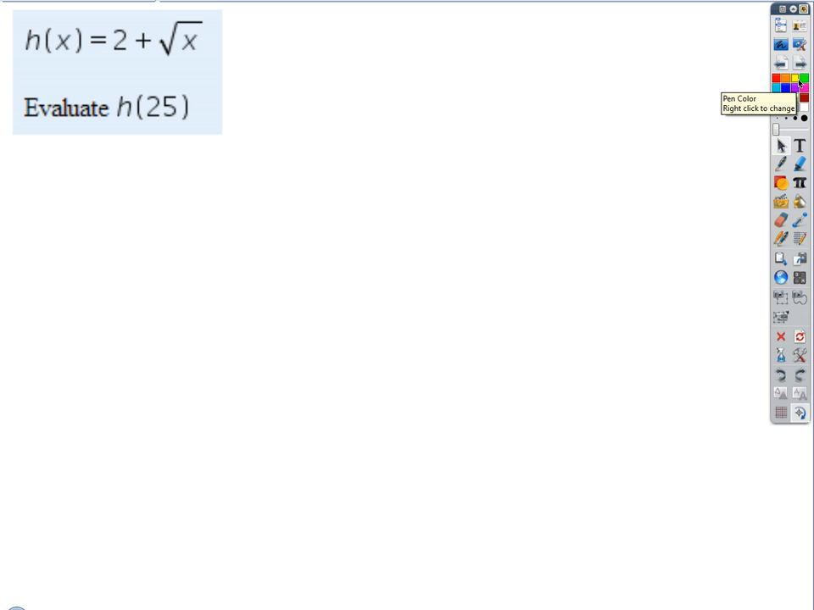How do I evaluate a function? What am I doing there? Yeah, what am I doing with that 25? Plugging it in for x. So my answer is just a number. It's whatever 2 plus the square root of 25 is. What is that, by the way? So, okay, square root of 25 is 5, plus 2 is 7. 7's the answer. Yes.